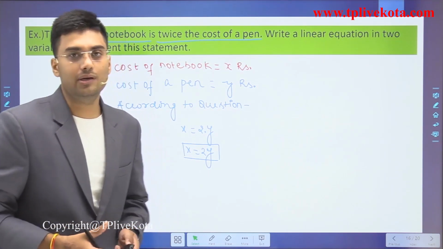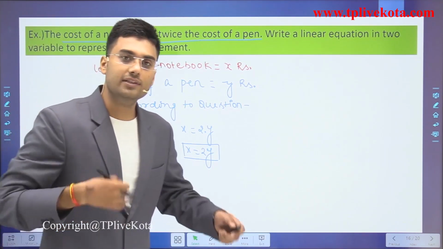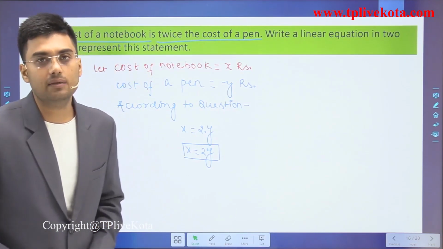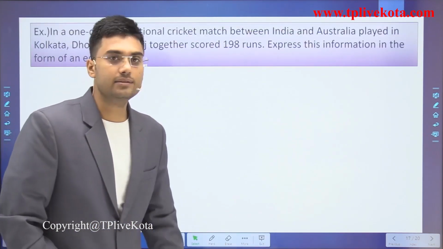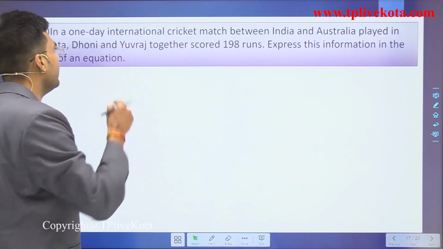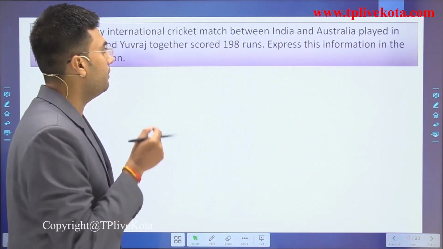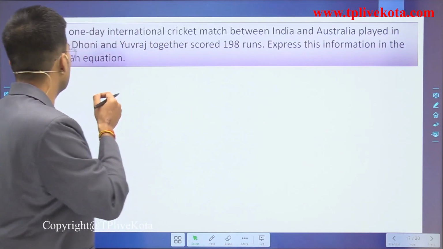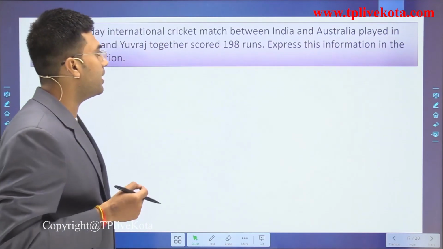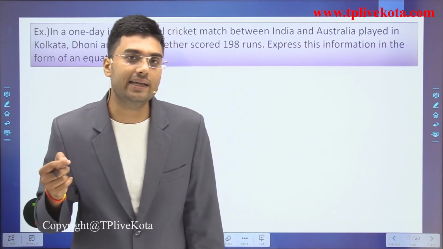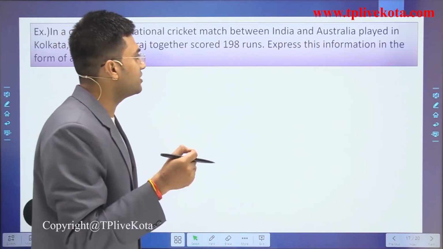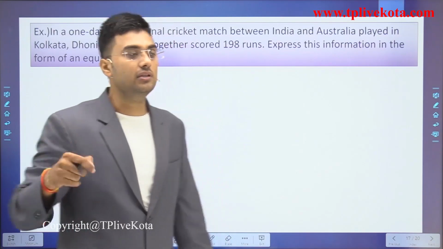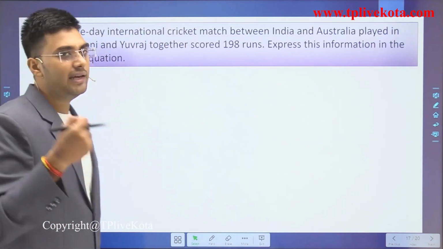So after this example, let's move to the next example. And the next example is, in one day international cricket match between India and Australia played in Kolkata, Dhoni and Yuvraj together scored 198 runs. Express this information in the form of an equation.